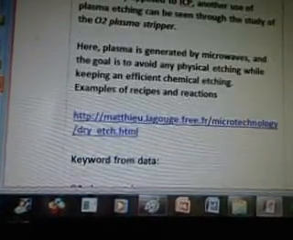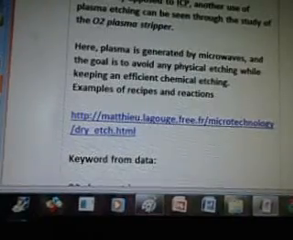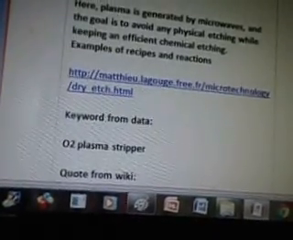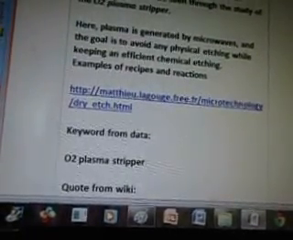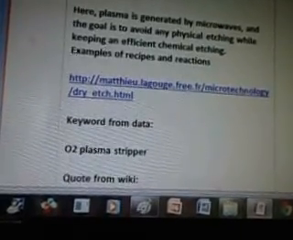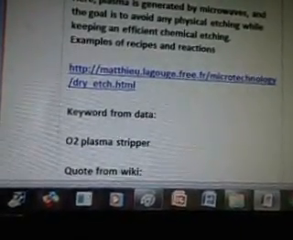O2 plasma stripper. Completely opposed to ICP, another use of plasma etching can be seen through the study of the O2 plasma stripper. Here plasma is generated by microwaves. So we were using plasma with microwaves, right? And the goal is to avoid any physical etching while keeping an efficient chemical etching. Examples of recipes and reactions.